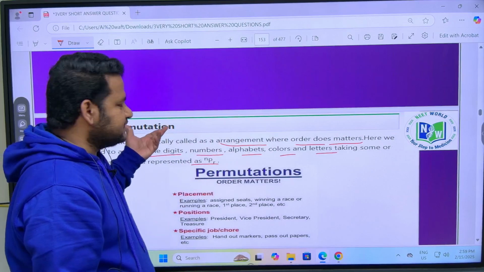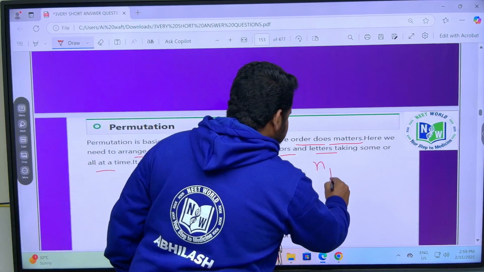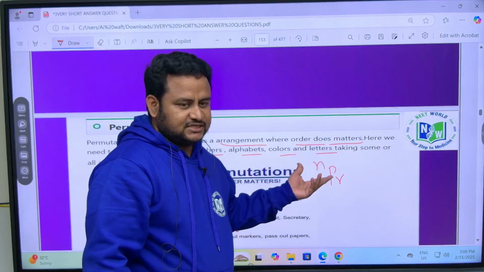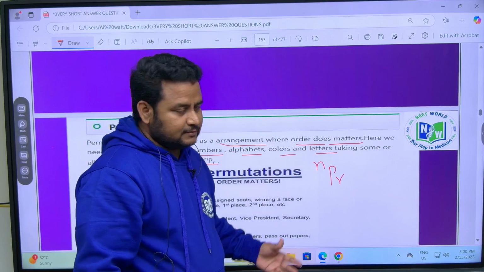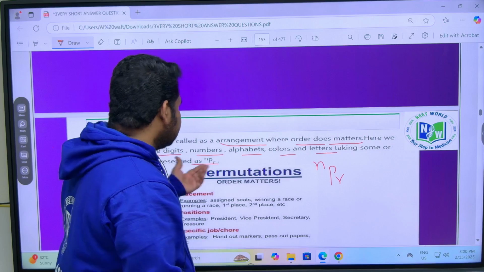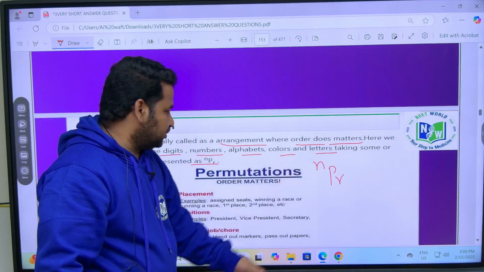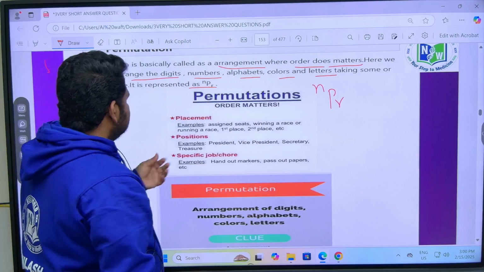So how do you represent permutation? Permutation is represented by nPr, which means arranging n distinct objects, distinct meaning different objects, that is, different players, taken r at a time. That is nPr, the mathematical meaning of permutation. Going further, that is what they have explained.